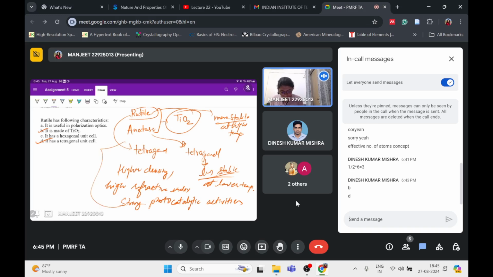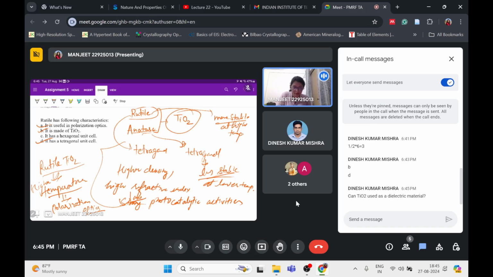So this rutile TiO2 is mostly used for higher temperature, and because of the high refractive index, it is also used in polarization optics. So A will also be a correct answer. Anatase has the low photocatalytic property. Okay, so A, B, and D will be the right answers.